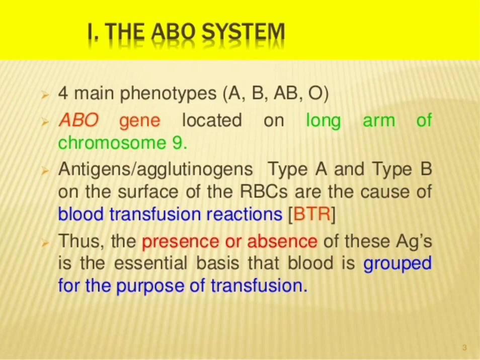Now let us look in detail at the ABO blood group system. In the ABO blood group system, we have 4 blood group types. They are A, B, AB, and O. The ABO gene is located on the long arm of chromosome 9. Antigen type A and type B on the surface of the RBC are the cause of blood transfusion reaction.